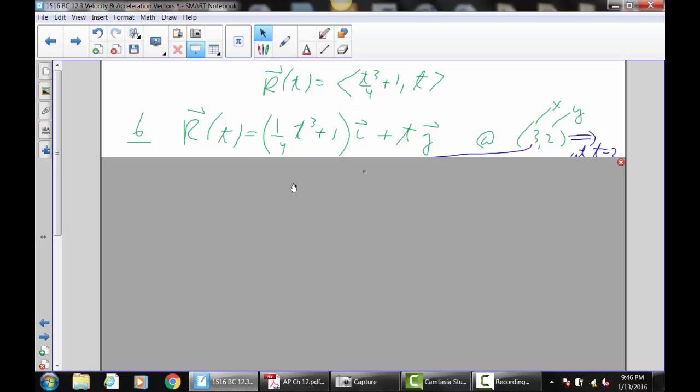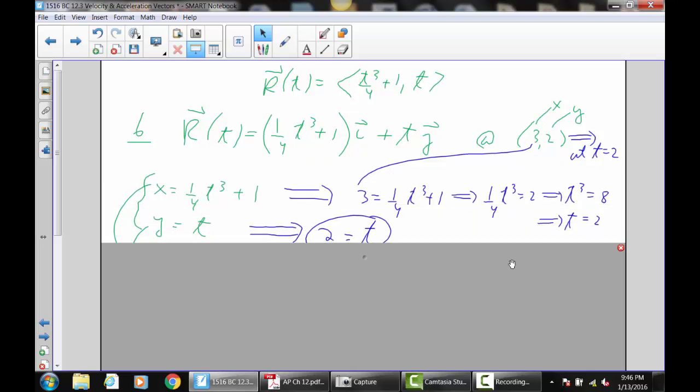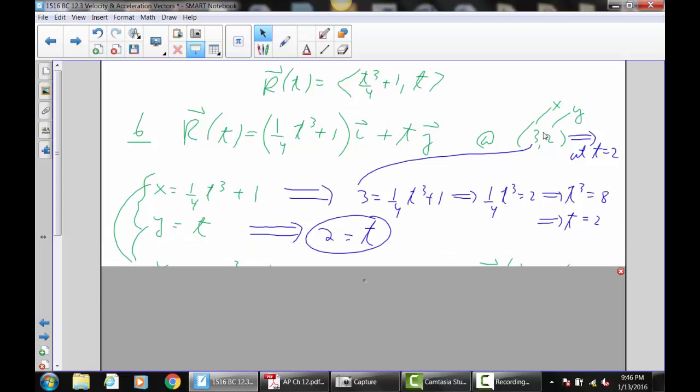So here's r of t equals (a quarter t cubed plus 1) i plus t j. We're doing it at the point (3, 2). Remember that's when x equals 3 and y equals 2. So here's me finding out that when x is 3 and y equals 2, that means that t equals 2. You simply set 3 equal to a quarter t cubed plus 1 and solve. You'll get t equals 2. I guess you could check and make sure, but of course that makes the other one work as well.